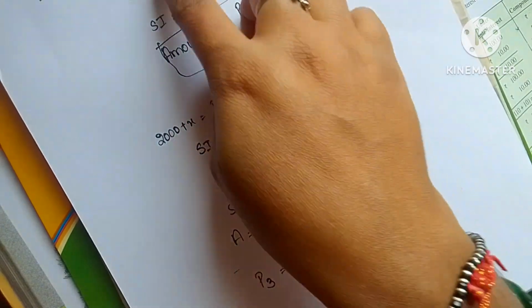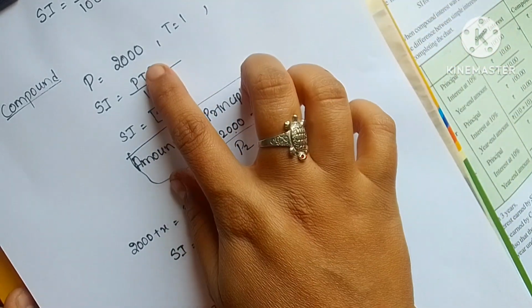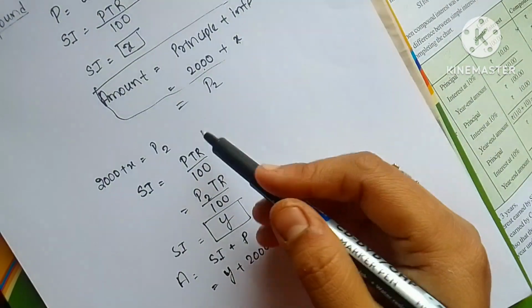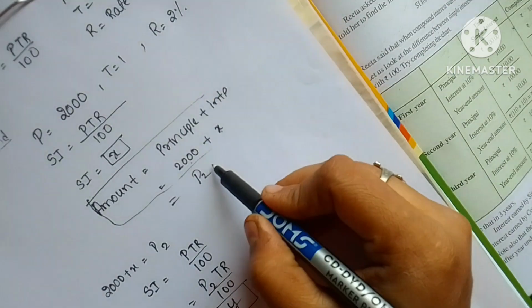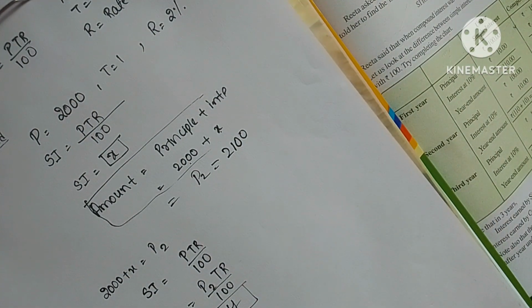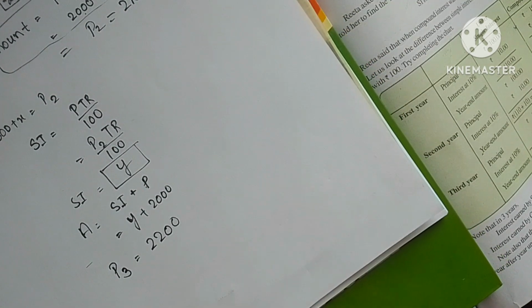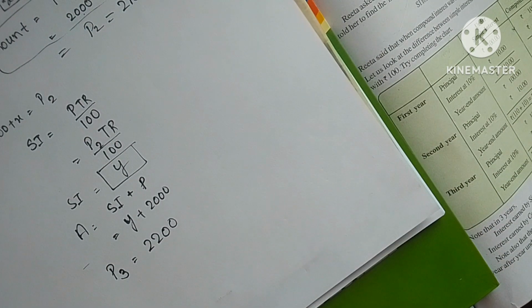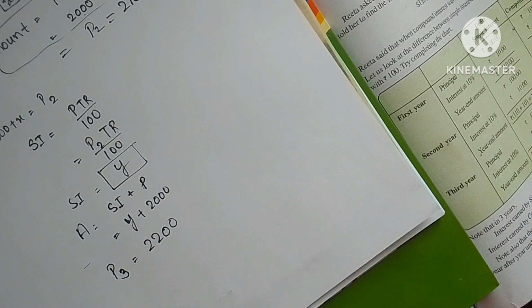So here in the first year it is 2000, in the next year it will become 2100, and in the next year it will become 2200. So each year the amount will only be increasing. So compound interest is very tough to pay. Let us know how to derive the compound interest formula.